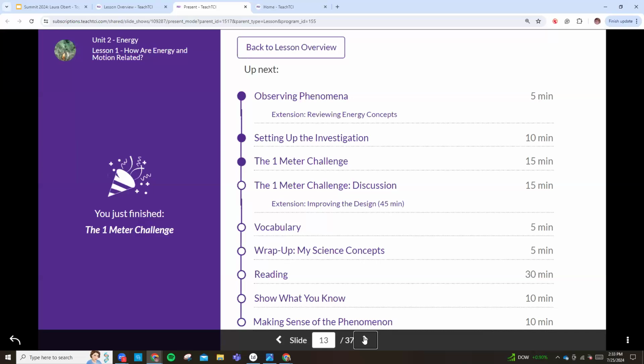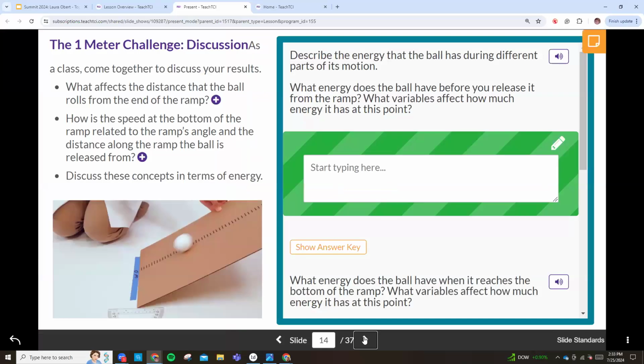Once we've gone through and we have completed that 1 meter challenge, we have some discussion topics because we really want to make sure that our students are understanding that relationship between energy and motion. The higher up we're releasing it, the more energy, the further the ball is going to go. The greater the angle of the ramp, the more energy, the greater the ball is going to go.